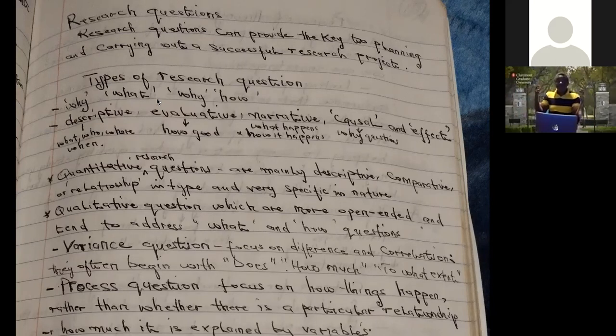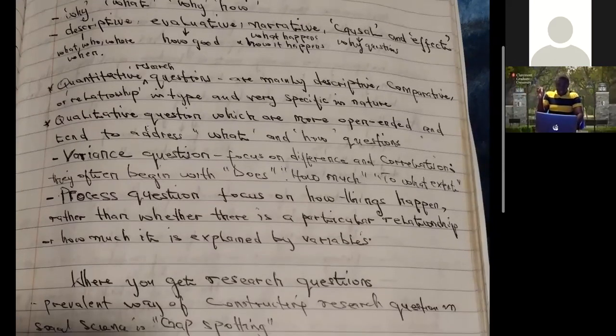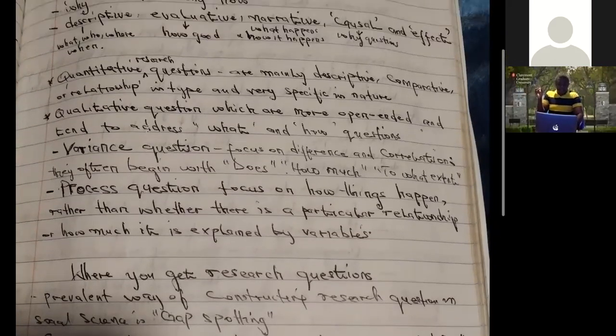Whereas qualitative questions can be very broad. Sometimes when you see long research questions, that usually signals this might be a qualitative question. They are open-ended, tend to address what and how questions, and usually how and why with case studies. So we also have variance questions that focus on difference and correlation, and then we have process questions. Those are other additions, understand? So it's good you keep your mind focused on that.